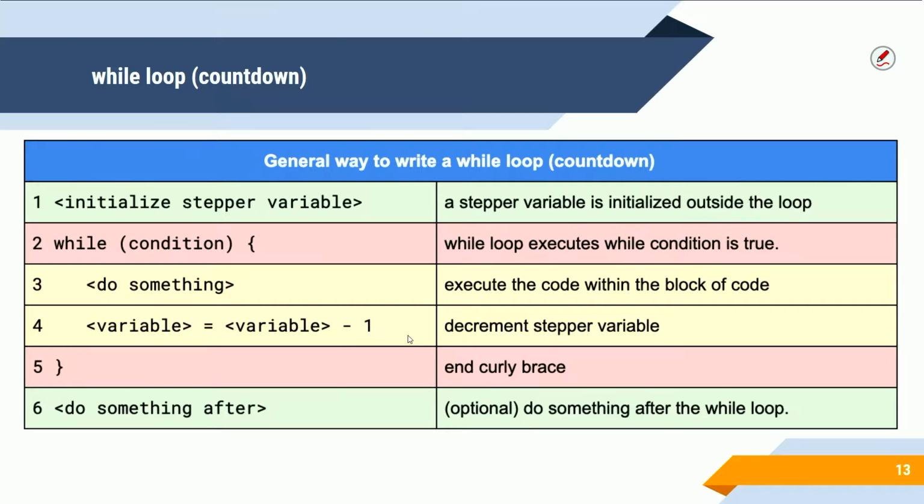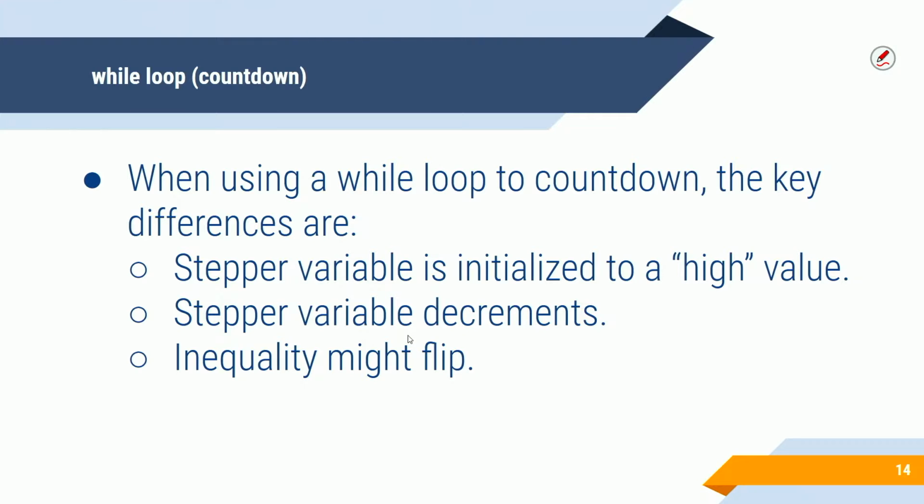So in other words, if we have x as the stepper variable, we'd have something like x = x - 1. All right, so some key differences when counting down using a while loop are, number one, the stepper variable is initialized to a high value. And then we're going to decrease the stepper variable. And then the inequality symbol might flip depending on how you've written it before. So do keep that in mind.